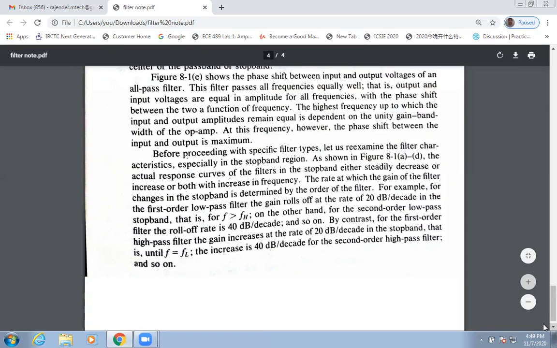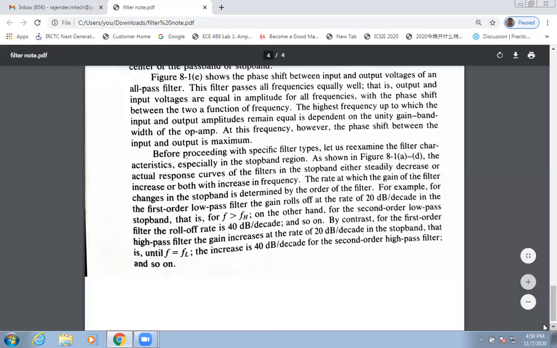For example, for a first order filter, whether it is low pass or high pass, the gain rolls off at a rate of 20 dB per decade in the stop band, that is, for frequencies greater than the high cutoff frequency. On the other hand, for a second order low pass filter, the roll-off rate, or we can say the gain, decreases at a rate of 40 dB per decade and so on. Means if we are using a first order low pass filter, the gain rolls off at 20 dB per decade in the stop band, and if we are using second order, the gain rolls off at 40 dB per decade, and if we are using a third order filter, the gain rolls off at 60 dB per decade.